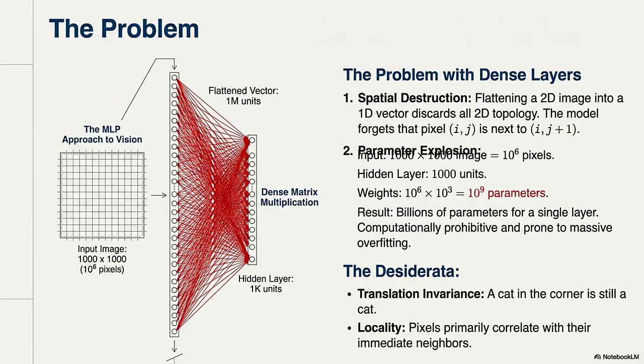But the second problem is even more fundamental. You destroy the spatial structure of the image. By flattening that 2D grid of pixels into one long vector, you throw away all information about which pixels are next to each other. The network has no idea that 2 adjacent pixels are more related than 2 pixels on opposite corners of the image.